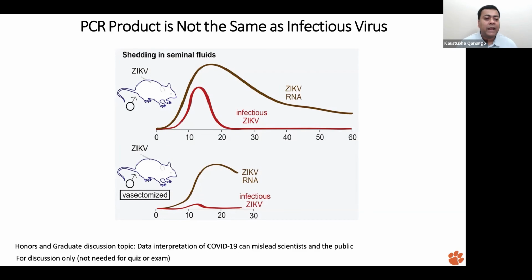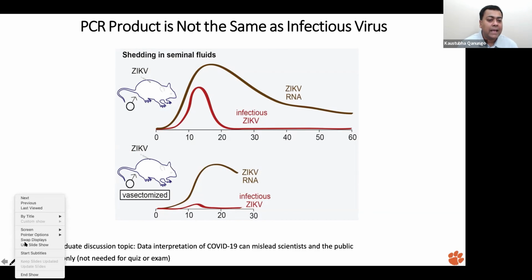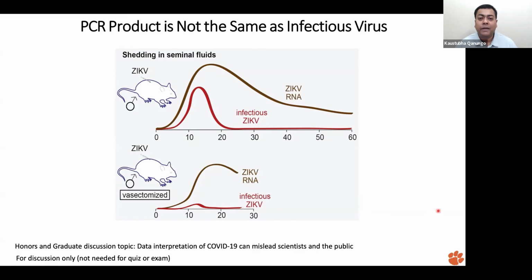So now here is the controversial thing, and I'm not going to declare war against everybody. You guys, please don't do that. PCR product is not the same as the infectious virus. And if I just say that, immediately you will say, then why are we doing RT-PCR? You have to use that data very carefully then.